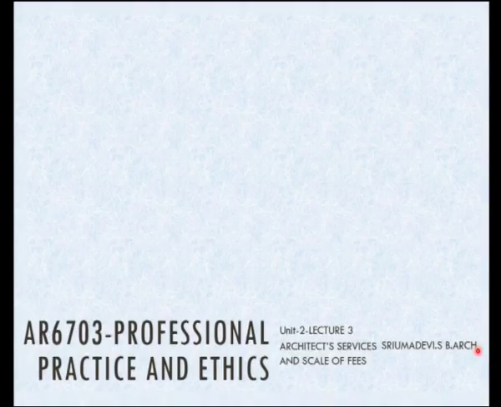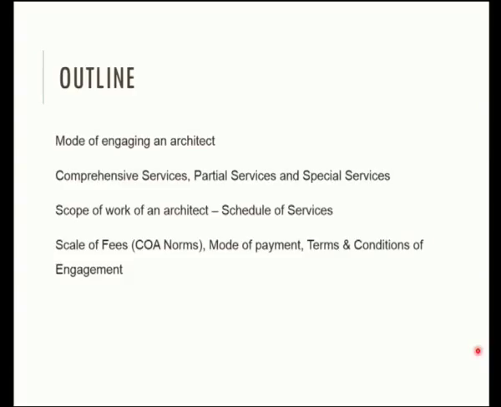Welcome to the UGC lecture series. Here we are going to present Professional Practice and Ethics, AR 6703. This is about Unit 2, Architect Service and the Scale of Fees. Here are the outlines: mode of engaging an architect, comprehensive services, partial services and special services, scope of work of an architect, schedule of services and scale of fees under COA norms, mode of payments, terms and conditions of engagements. So these are the outcomes that we are expecting.